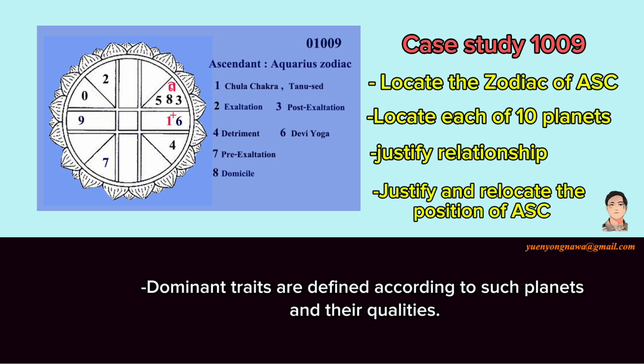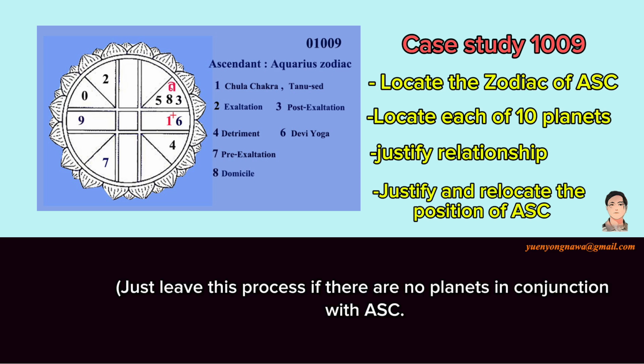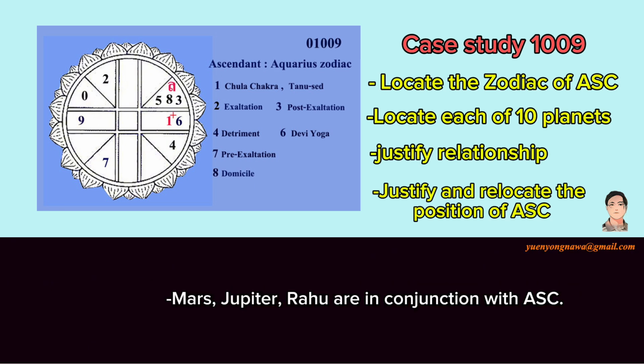Dominant traits are defined according to such planets and their qualities. How will the overall life be successful? Look at the quality of the planets. Just leave this process if there are no planets in conjunction with ASC. Mars, Jupiter, Rahu are in conjunction with ASC.